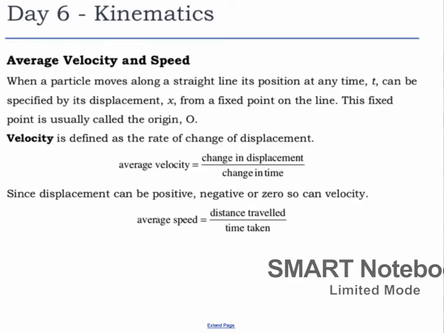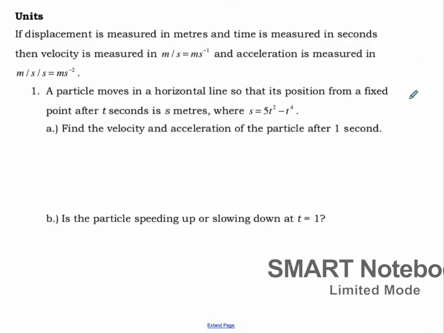Hello, this is Mr. Collier, and today we're doing kinematics with some differential calculus. Okay, so firstly, we're going to look at some problems here. A particle moves in a horizontal line, so its position from a fixed point after t seconds is s meters, where s equals this function right here. Find the velocity and acceleration after 1 second.